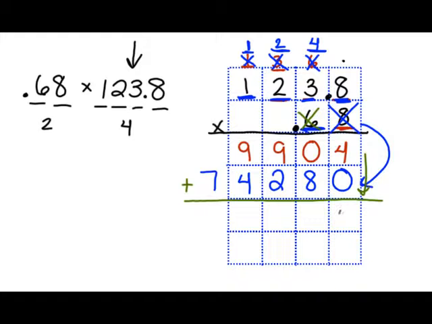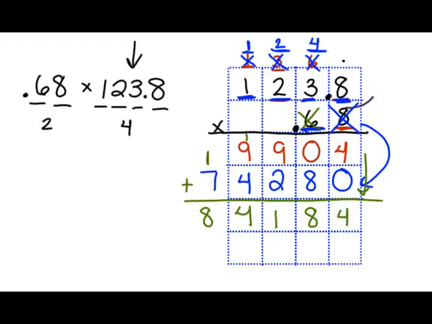4 plus 0 is 4. 0 plus 8 is 8. 9 plus 2 is 11. I carry my 1, Charlie. 9 plus 1 is 10, plus 4 more is 14. I carry my 1, Charlie. 1 plus 7 is 8.